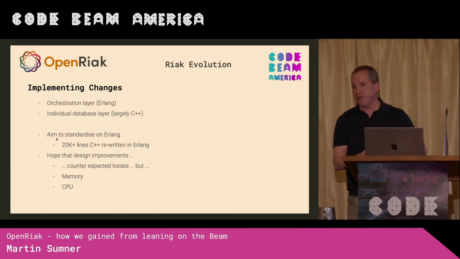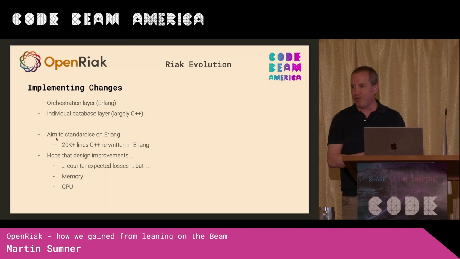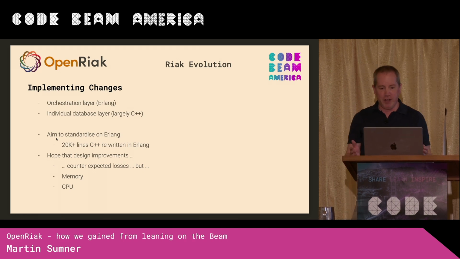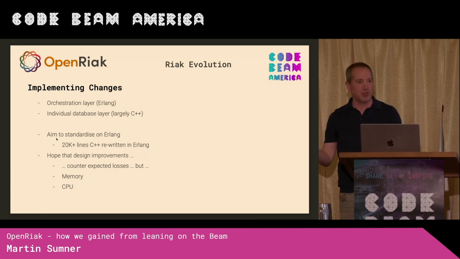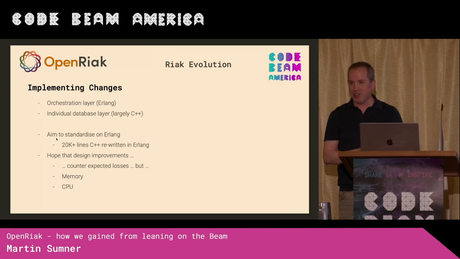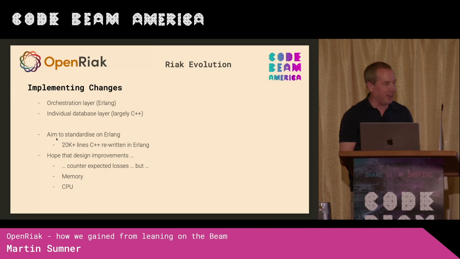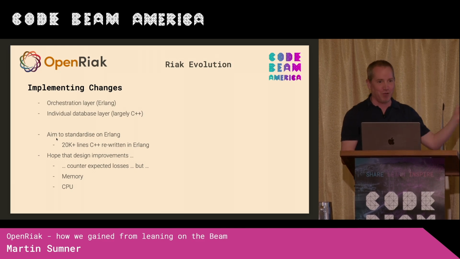So we'd throw out the 20,000 lines of battle-hardened C++ highly performant code and replace it all with Erlang code and do all our heavy lifting with Erlang and see what happens. Now, what we're hoping is that the design improvements we're going to make are going to give us some positive changes, and that will counter expected losses, because all the wise men are looking at that now going, yeah, you're going to go Erlang to C++. You're going in the wrong direction if you're worried about memory and you're worried about CPU.